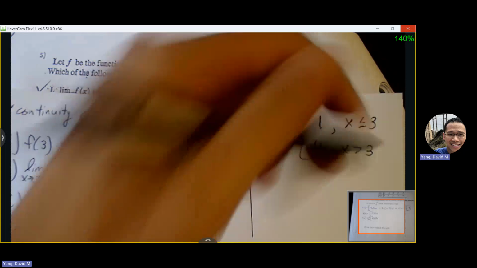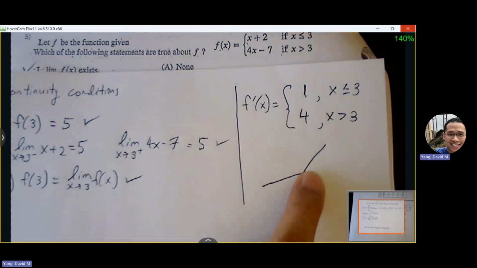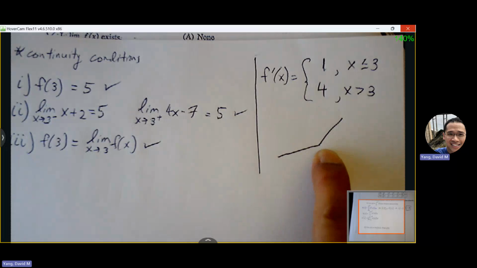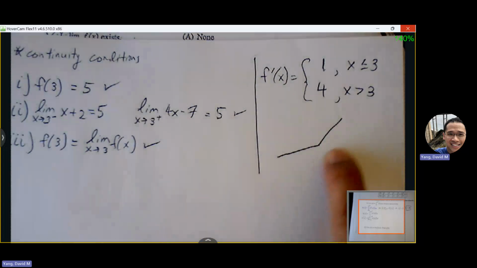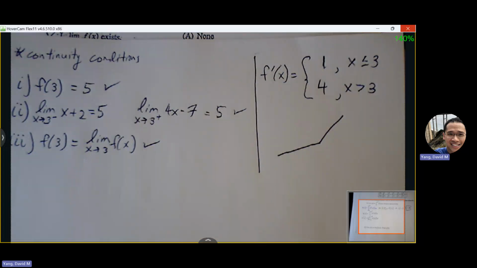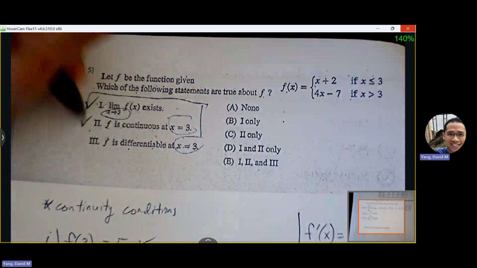No, right? You have a slope that is 1, and all of a sudden it jumps to 4. So that's a sharp turn. The slope doesn't exist at that point because there's a sudden change. So this is considered not differentiable because you have a sharp turn, or a sudden change, not a smooth transition. So therefore, continuous and the limit exists, but not differentiable.